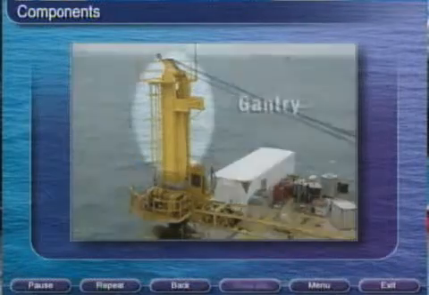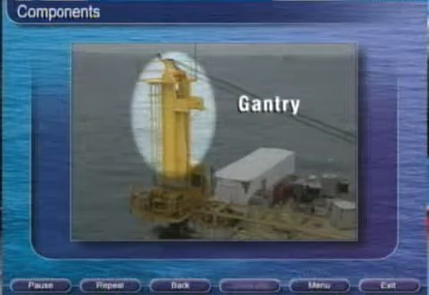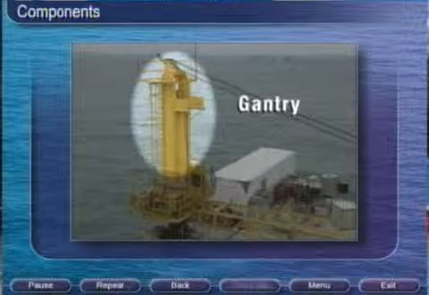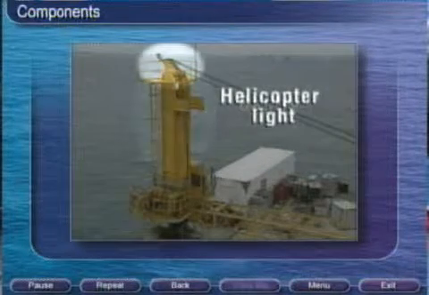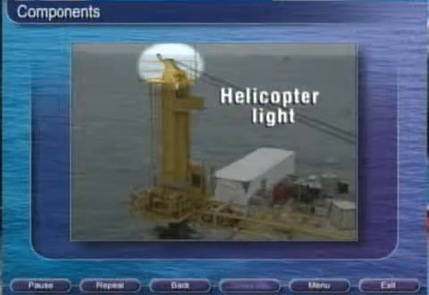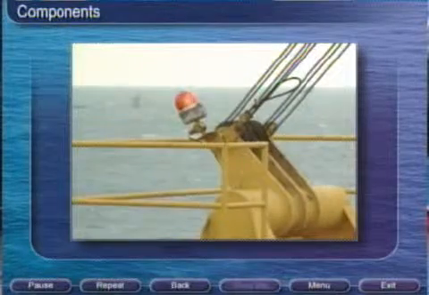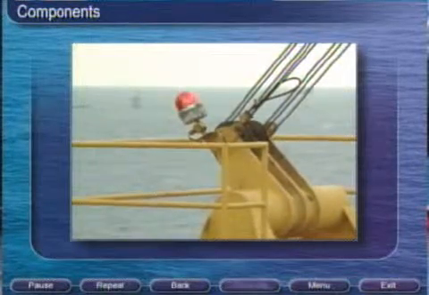At the top of the revolving upper is the gantry. The gantry puts an angle on the boom hoist lines to assure that they are in a good working position. The helicopter light is located typically on top of the gantry. The helicopter light should be on during crane operation.